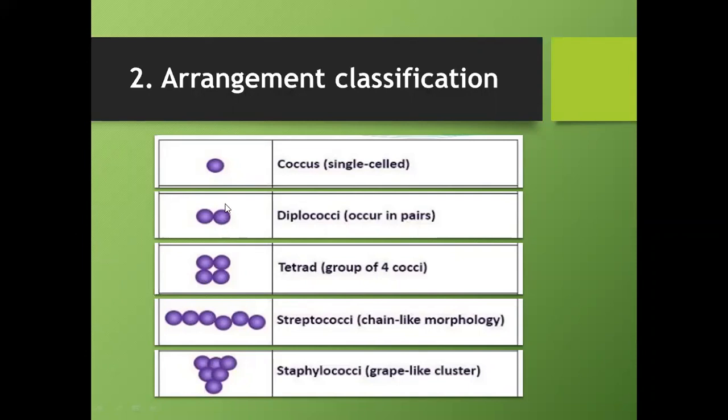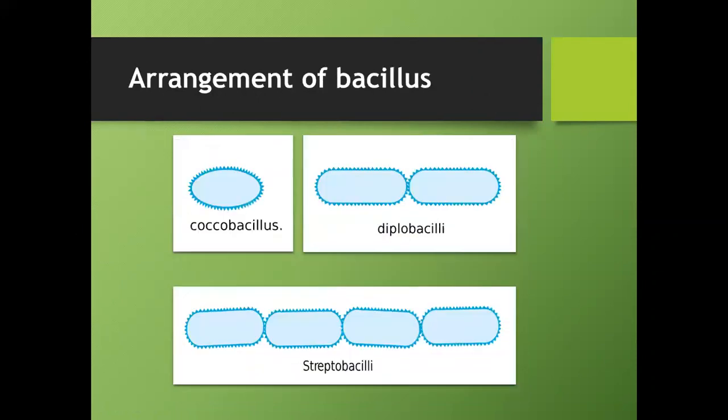Diplococci are common, like Neisseria meningitidis or Neisseria gonorrhoeae. Streptococci, you must have heard of Streptococcus pneumoniae. They occur as a strep and chain-like. And then we have Staphylococcus aureus. Those are their formations. Also, we can have the arrangement in a bacilli state, like coccobacilli, diplobacilli, streptobacilli.